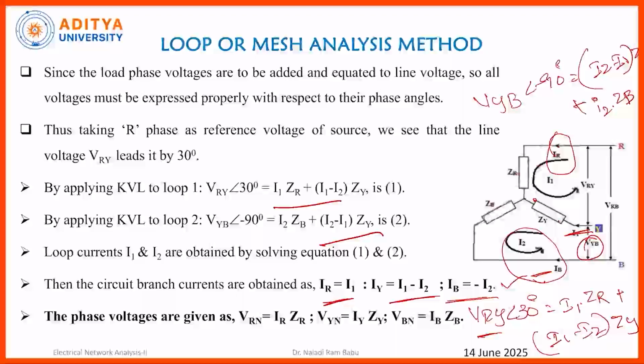In order to calculate the values of phase voltages, VRN is equal to the current flowing through this phase, IR, into ZR. And if I need to calculate the voltage VBN, the current flowing through it is IB and the impedance value is ZB, and in a similar fashion for the other phase.